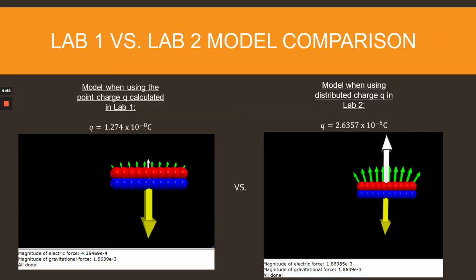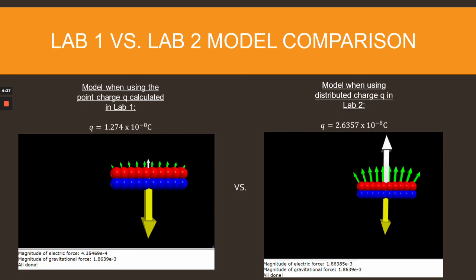Here are the computational models of the experiment when using the Q determined by Lab 1 and the Q calculated by trial and error in this lab. The latter was found once the electric force was equal to the gravitational force. The numerical differences between the two tape charges can be seen above each model, and their effects on the total electric force can be observed in the white text box below.